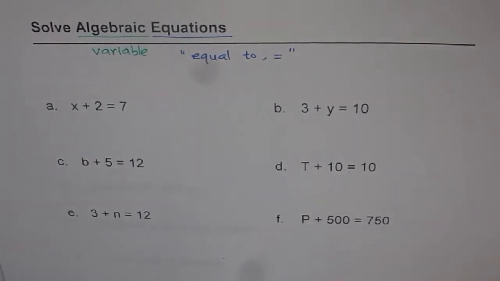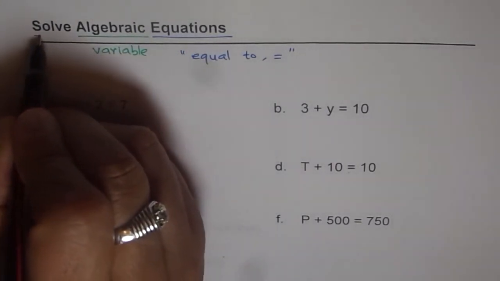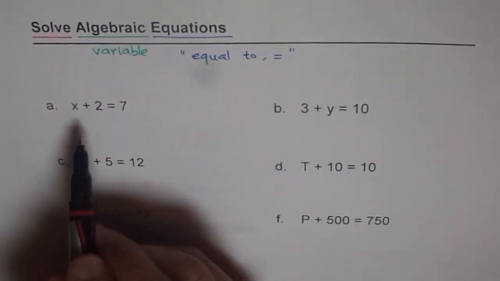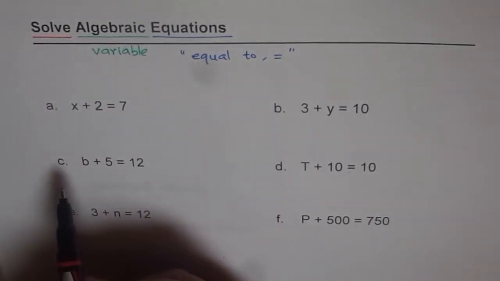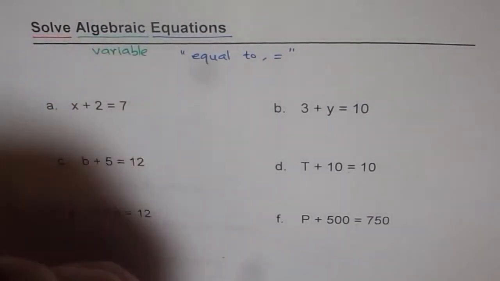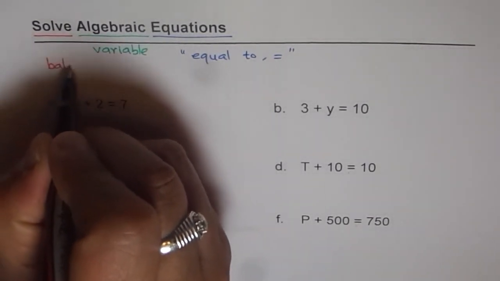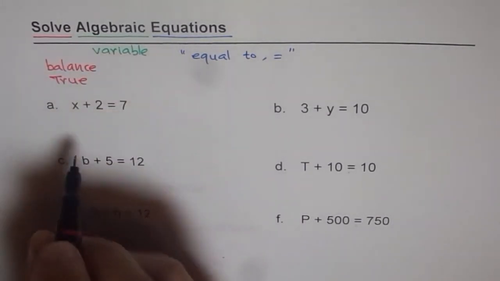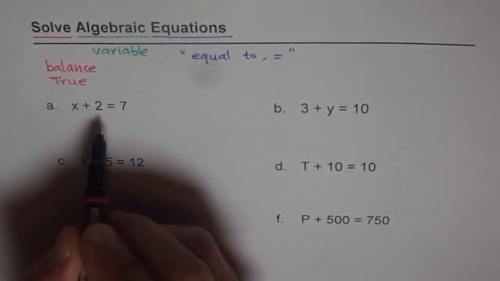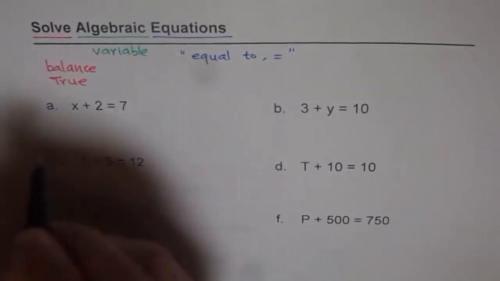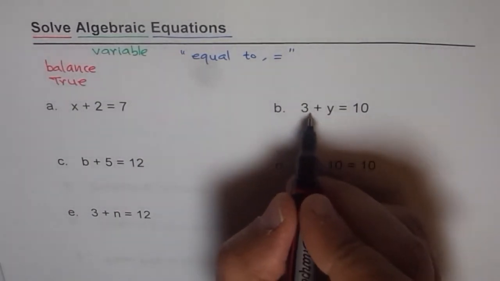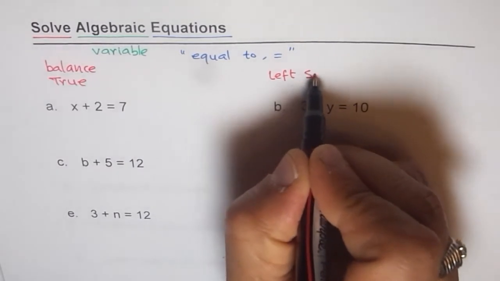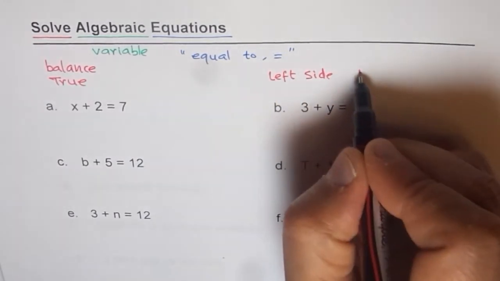And the last word here, or the first word actually, is solve. Solve means find the value of a variable so that the equation is true, right? So solve means to balance it, to make the equation true, okay? When we say true, in the equation we have two sides of the equal to sign. This is called the left side. We call this side the left hand side, and on the other side we call that the right side.